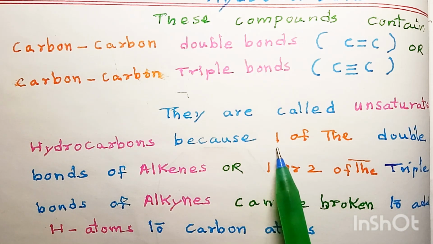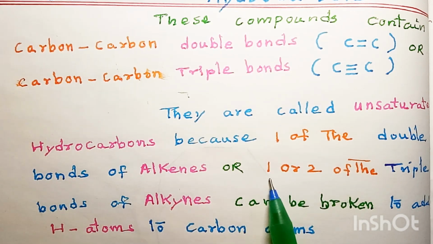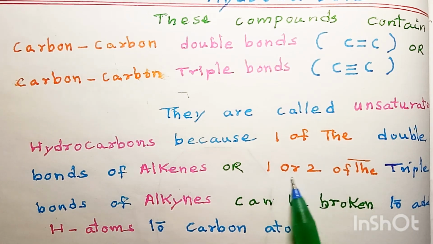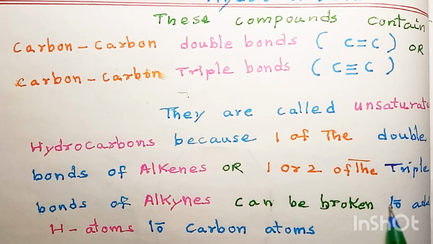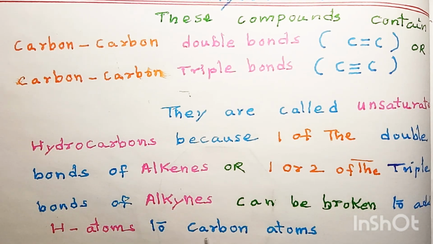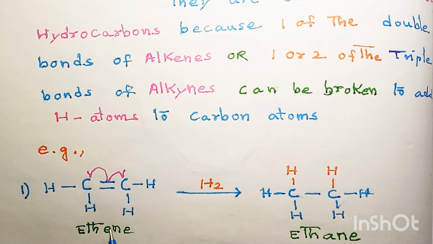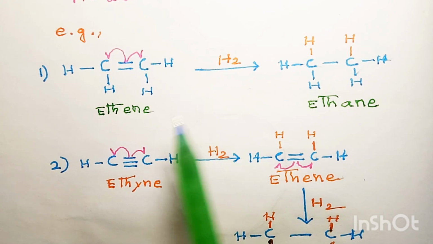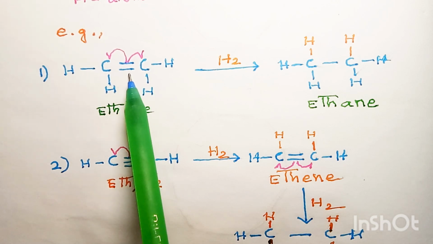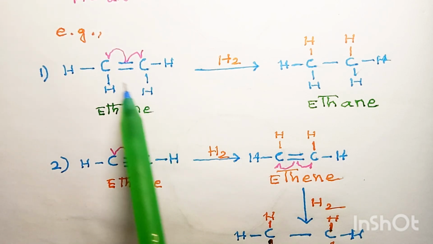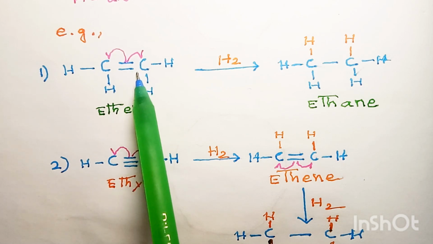Because one of the double bonds of an alkene or one or two of the triple bonds of alkynes can be broken to add hydrogen atoms to the carbons. Example, let's see an example. This is CH2 double bond CH2. See, each carbon atom is having 4 bonds, 2 with hydrogen, 2 with another carbon.